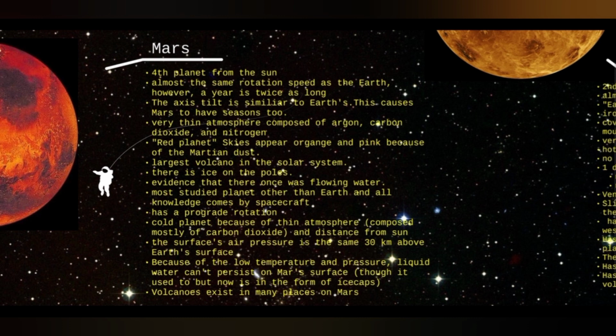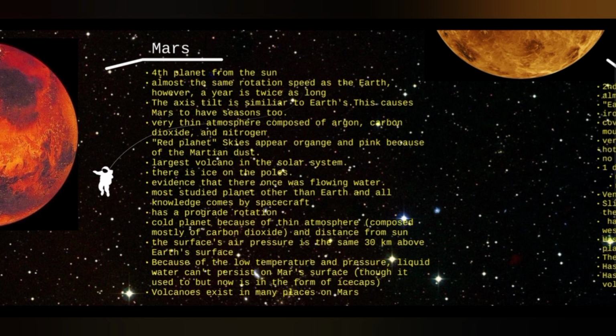Sinasabi rin po dito na because of the low temperature and pressure, liquid water cannot persist on Mars' surface. Though it used to, now it is in the form of ice caps. Volcanoes exist in many places on Mars. Opo, marami pong volcano din po sa Mars.